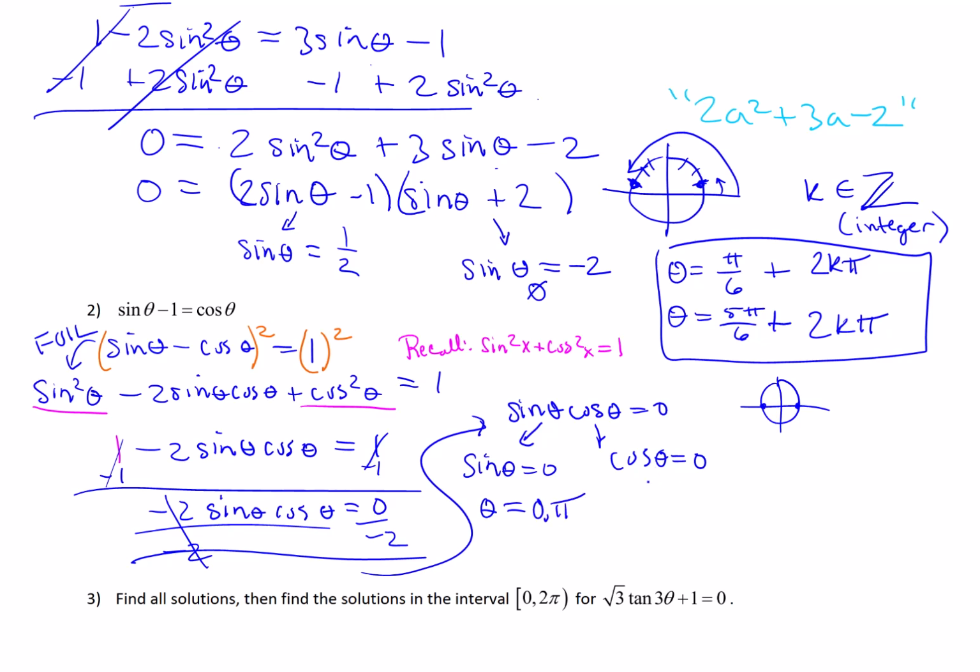Or secondly, where does cosine theta equal 0? Well, that's where the x-coordinate is 0, which would be the top or the bottom, which would be where theta equals pi over 2 at the top or 3 pi over 2 at the bottom. So we actually have 4 different places where these are true. That is where sine theta equals 0 or where cosine theta equals 0, which gives us 4 solutions within one wrap of the circle.